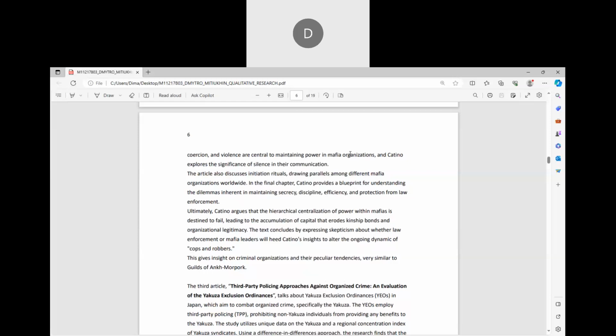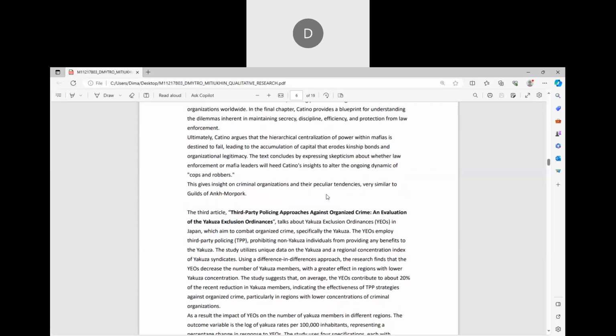And in the end, he also explains about rituals, drawing parallels between other criminal organizations, but ultimately said that such hierarchy, while stable at first, resembling a real law, is destined to fail because the bigger the criminal organization becomes, the more corrupt it turns and it starts to basically destroy itself. And this way, it also gives insight on criminal organizations and their peculiar tendencies in the guilds of Ankh-Morpork themselves, because even the civil ones are basically small syndicates.